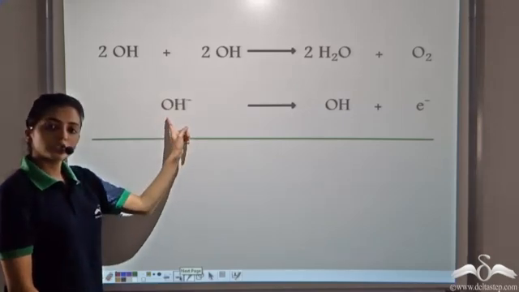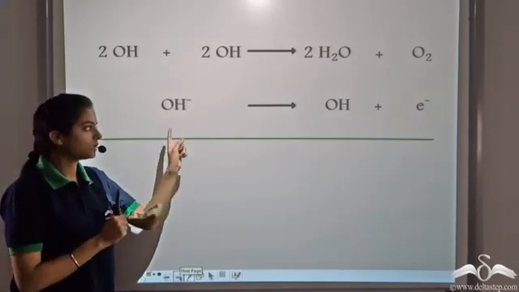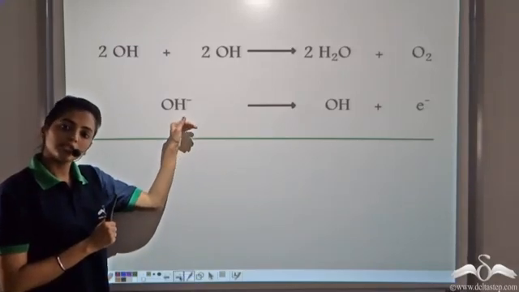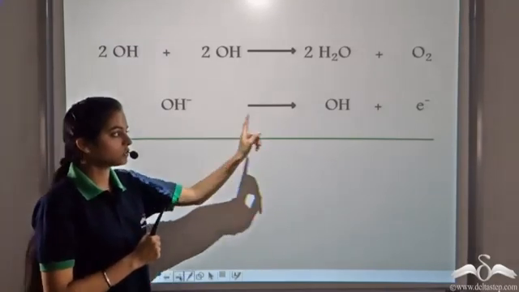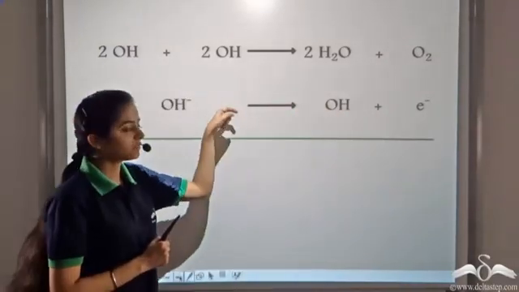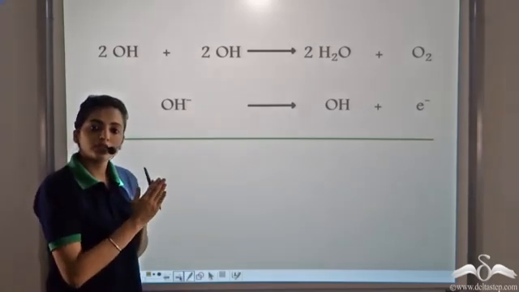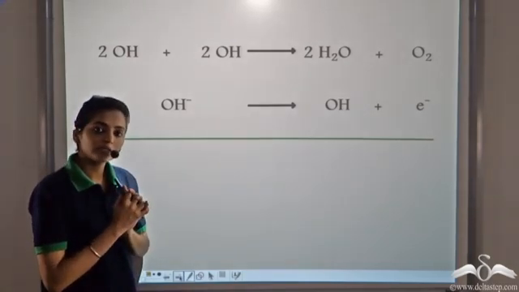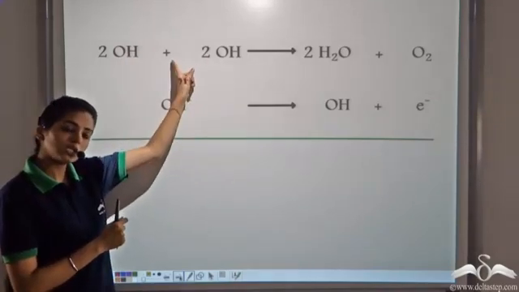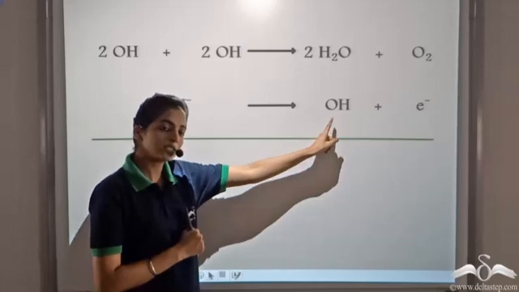And the second equation is the reaction that was actually taking place at the anode. We know that OH minus is liberated at the anode. It gets discharged at the anode and it releases one electron. So now we have these two reactions. Again, do we see any species which is present on both the reactant and the product side? Yes, we do. We see that OH is present on the reactant side and on the product side. So now we try to balance it.